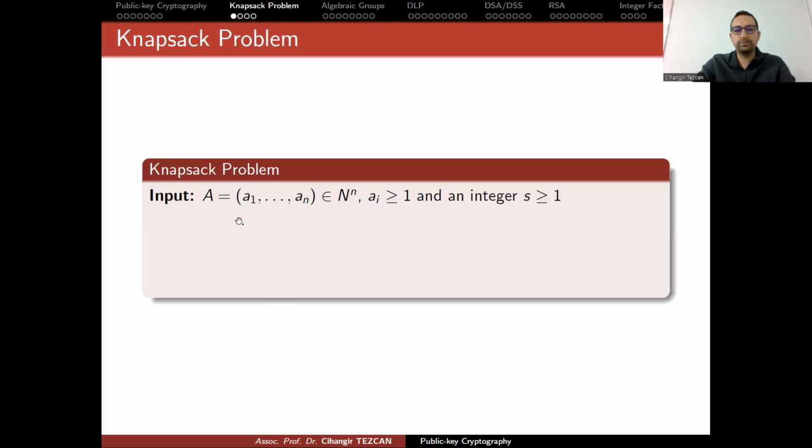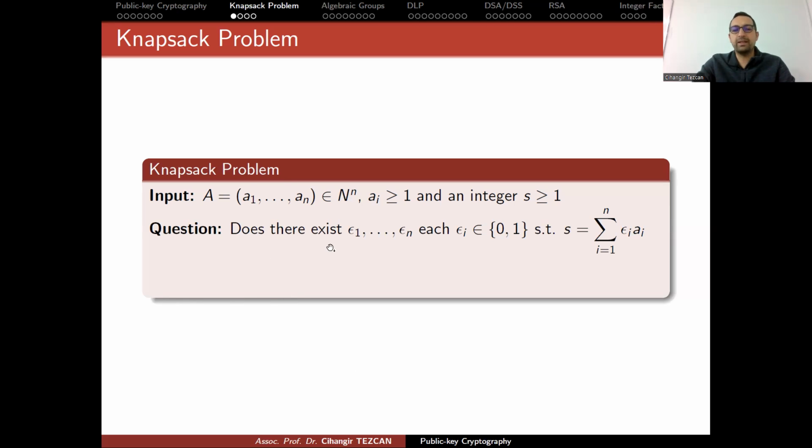You have an input A1 to AN. Here, these are just integers, and we define the set of integers with capital A. The question is, does there exist epsilon 1 to epsilon N, where each of these is either 0 or 1, such that S equals the summation of epsilon I times AI? So actually, you have some numbers, and you have a number S. The question is, can I choose a few of them and add them so that the result becomes S? Okay, this is the definition.